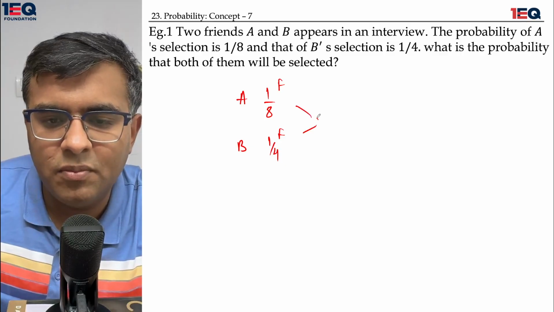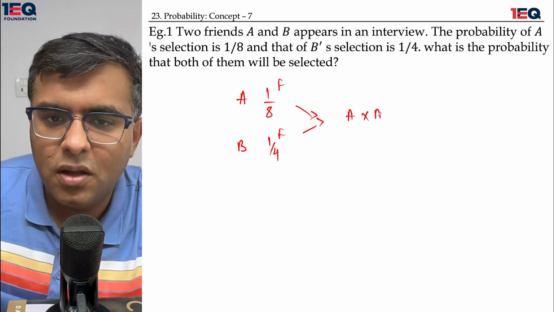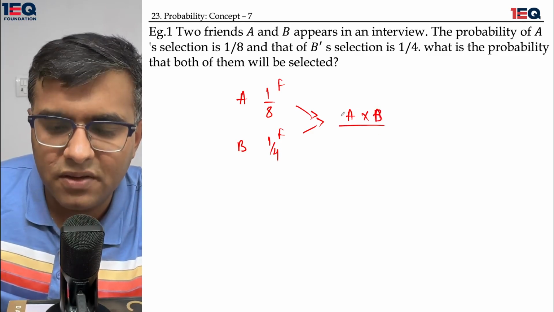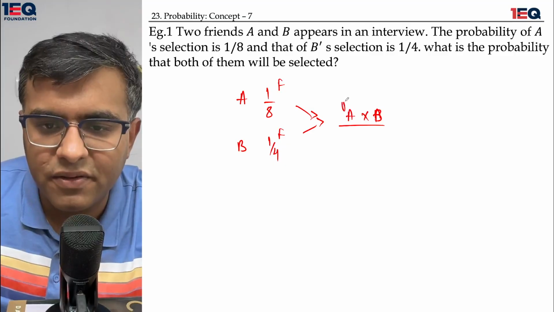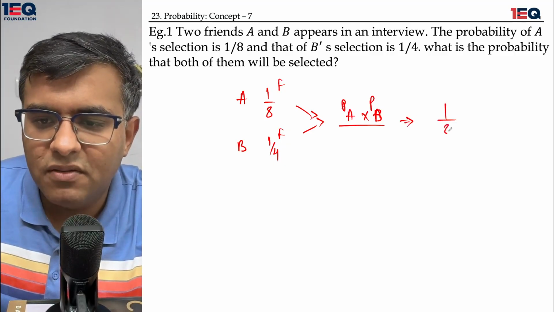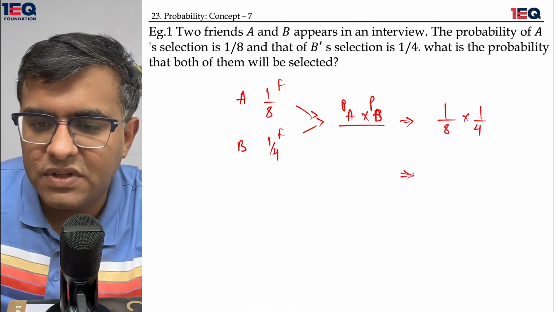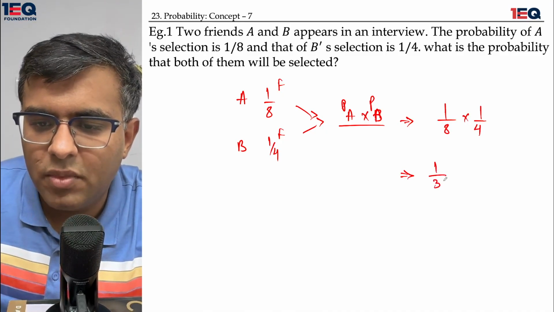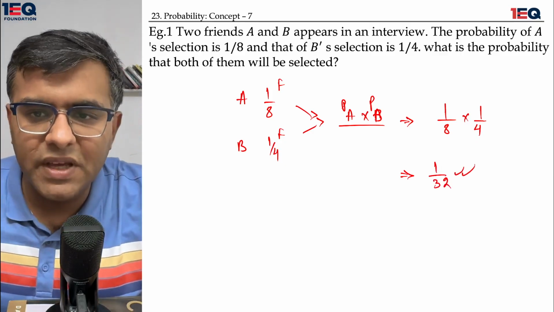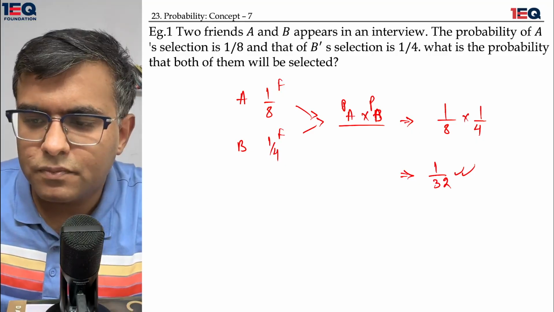If both of them are supposed to be selected, the favorable cases would be multiplied with each other, right? A multiplied by B, the probability of A would be multiplied by the probability of B. This gives me 1 by 8 into 1 by 4, which is nothing but 1 by 32. The probability of both of them being selected is 1 by 32. Moving to the next question.